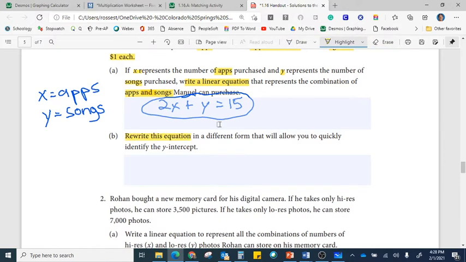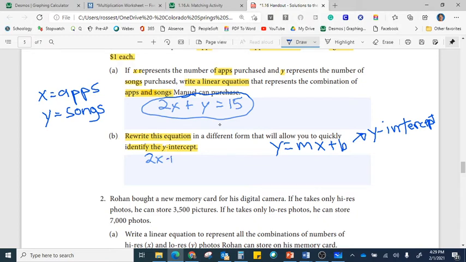Now it says rewrite the equation in a different form that will allow you to quickly identify the y-intercept. Well, that's why we call it slope-intercept form. Y equals mx plus b. That's a form that I can quickly look at and see that my y-intercept is that b value, that constant that I'm adding to the x term. Okay? Just as we did before with our matching activity, I'm going to go ahead and rewrite the equation: 2x plus y equals 15.